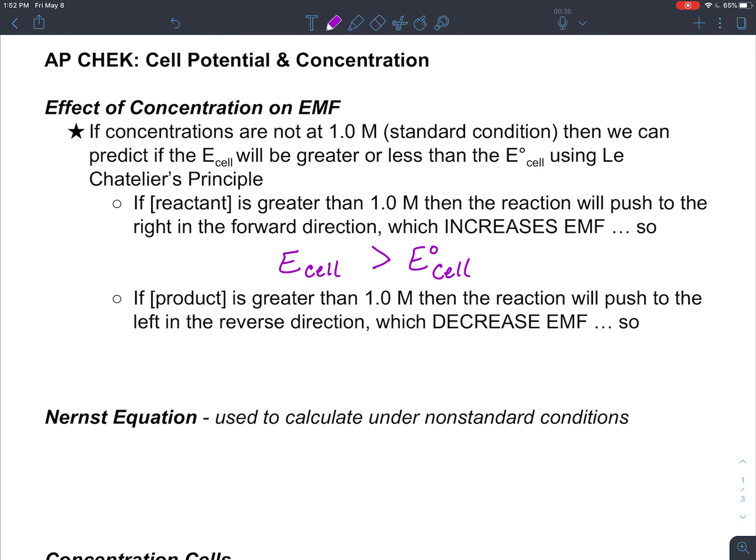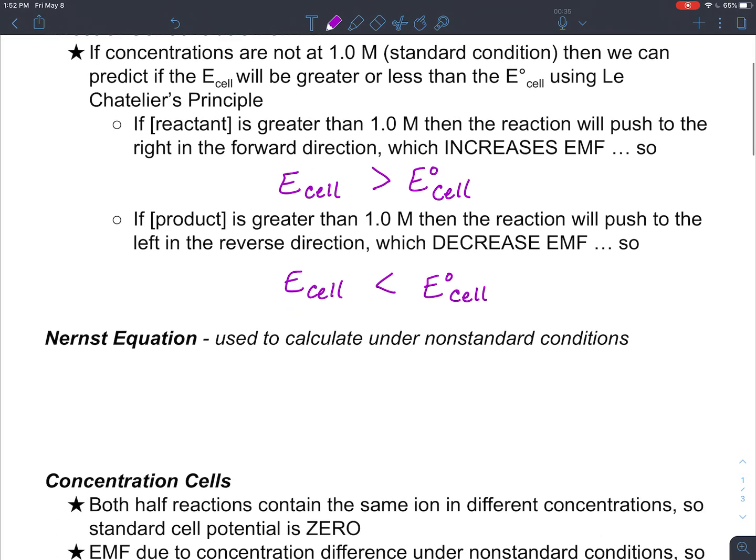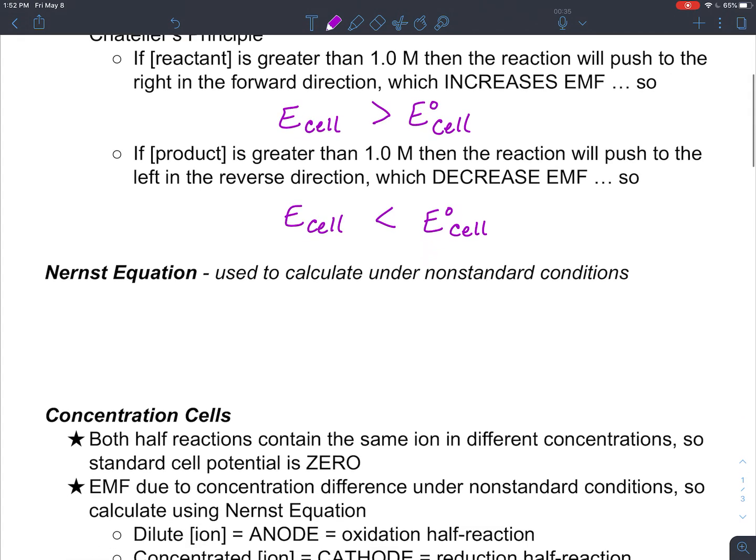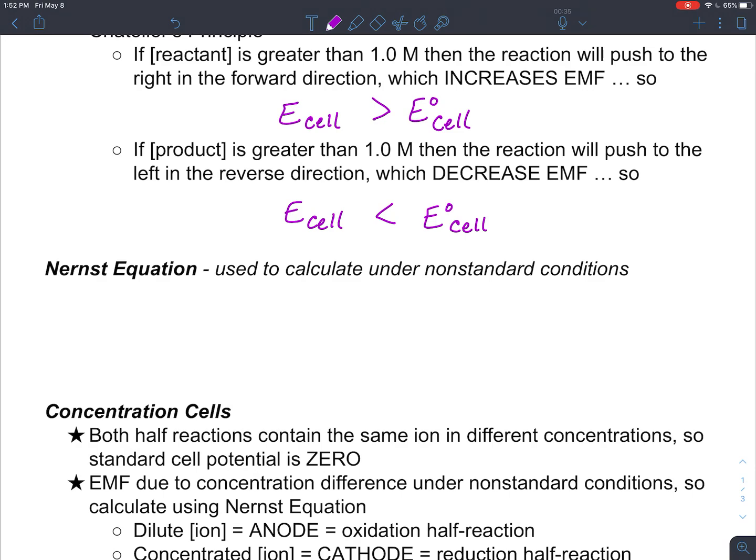And therefore, if the product is greater than 1.0 molar, then the reaction would push to the left in the reverse direction, and that's going to decrease. And so in that case, we would see the E cell under non-standard conditions would be less than under standard conditions. Also, if you change those to be less than 1.0 molar, then we would see some effects that we can deduce as well. So that gives you the general big picture. So when we are dealing with non-standard conditions in electrochemistry, we use something called the Nernst equation.